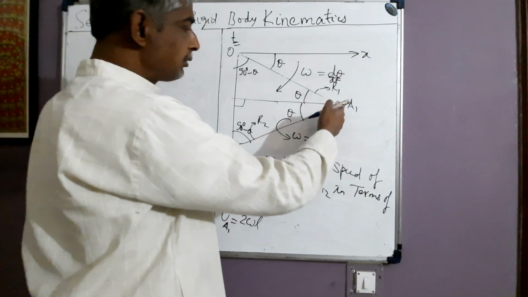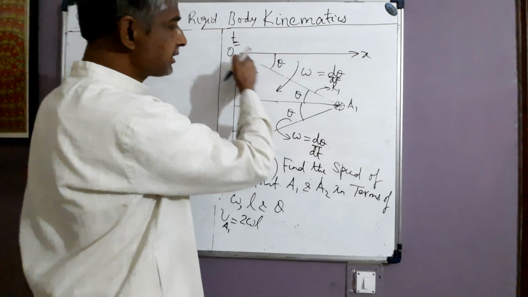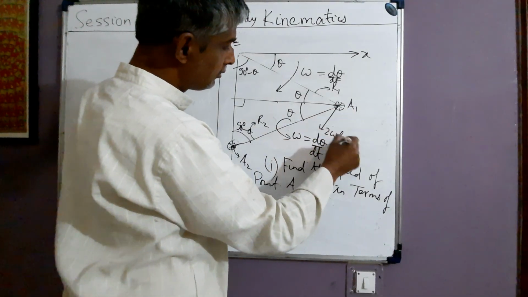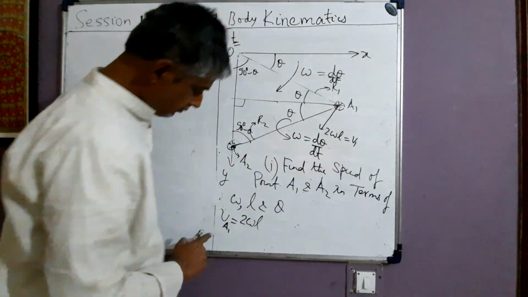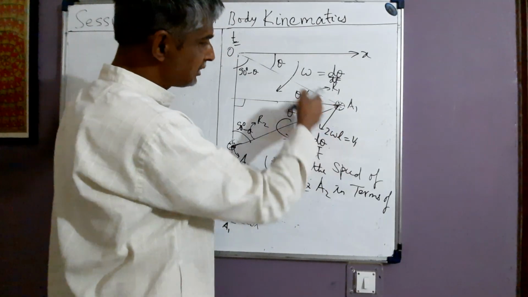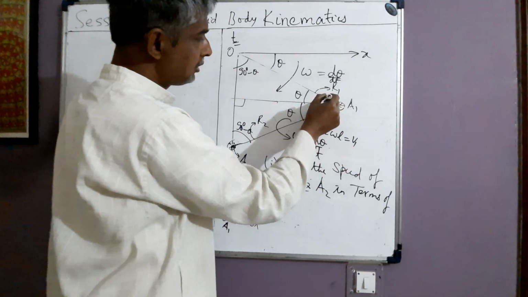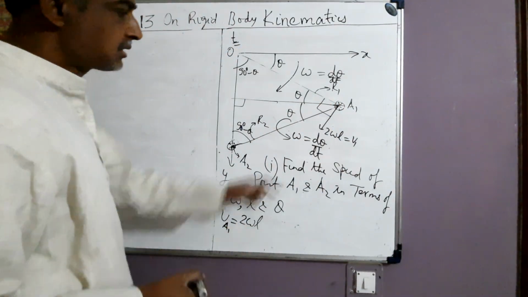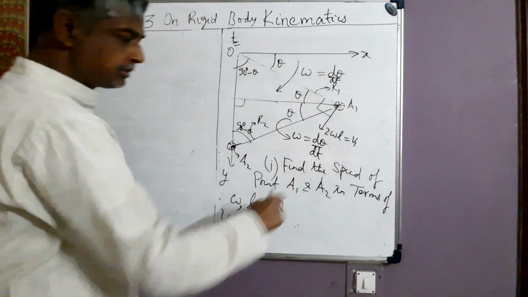Also, the velocity of A1 will be normal to the radius vector of the circle. This is the radius vector. So the velocity of A1 will be something like this, 2 omega L, V1. VA1 I have written here, here I have written V1, they are the same. And the velocity is at right angle to the radius, so this is at right angle to the rod OA1. This is the speed of A1. Okay, one thing has been done.